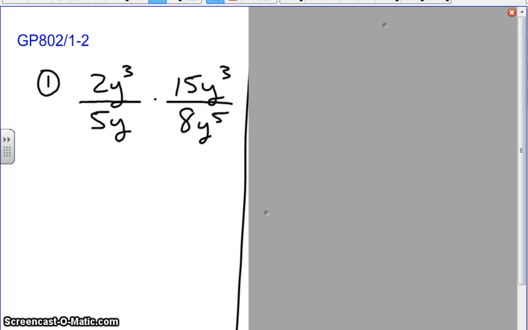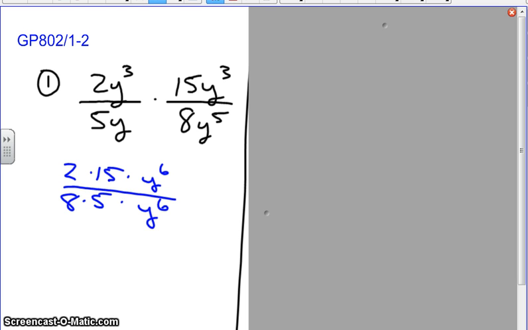So you may do that as long as you are able to read your writing and keep organized. Okay? Let's try it again. It helps that type of student out. So in this case, we're going to bring everything in the numerator to the top, right? So we have 2 times 15 times, how many y's in the numerator? Good, 6. And in the denominator, I've got an 8 and a 5. And how many y's? 6.